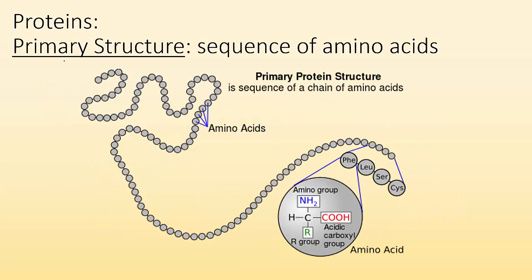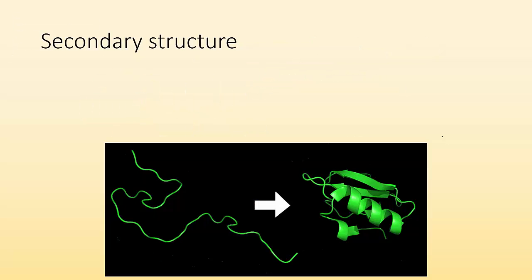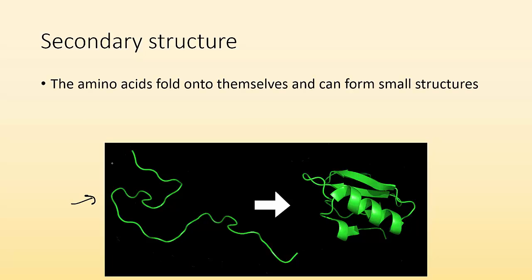All right, so proteins, their primary structure is the sequence of amino acids. Proteins are really complex, and we have different ways to describe their structure. Primary structure is just the sequence of amino acids. So these are your amino acids: gly, phe, glu, ser, and cys, and those are just a sequence. It's what is the order of the letters. The secondary structure is, all right, now that I have this chain of amino acids, what happens to it? Well, the amino acids are going to fold onto themselves and they can form smaller structures.